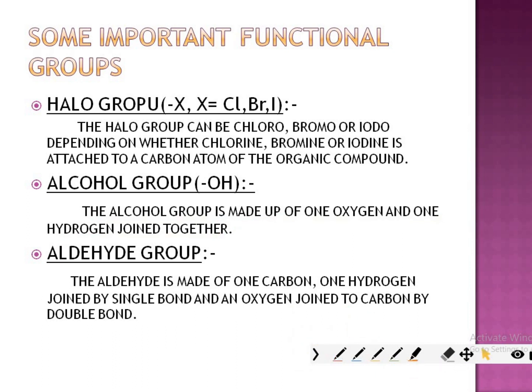Okay, now let's see the next one. Sorry, the aldehyde is made of one carbon, one hydrogen joined by single bond and an oxygen joined to the carbon by double bond. See, this is the structure of aldehyde group. A double bond oxygen on the top and one hydrogen here. This is the aldehyde group.